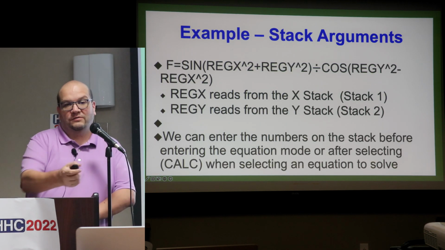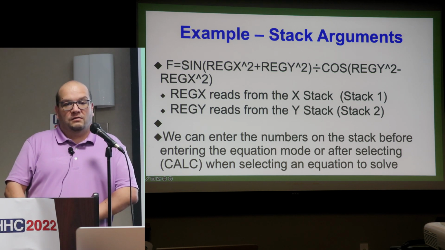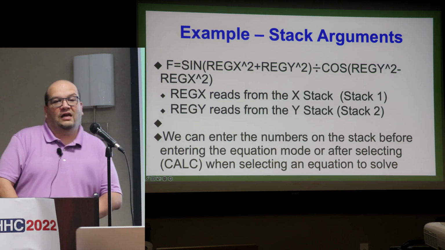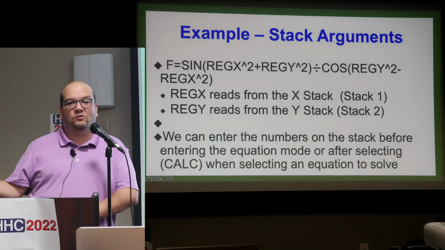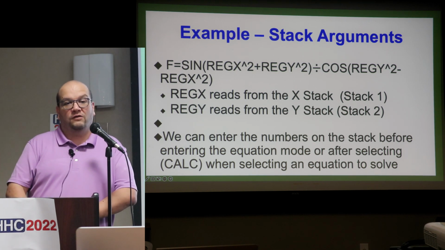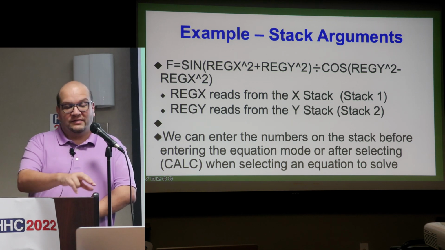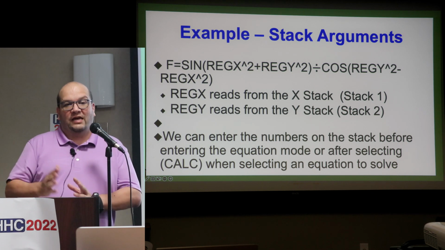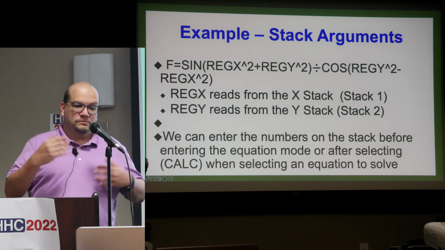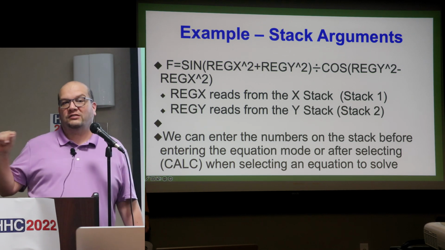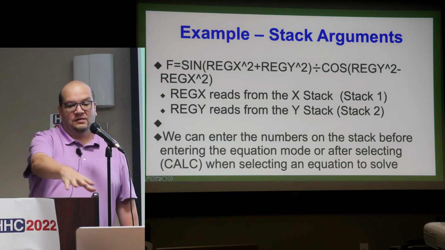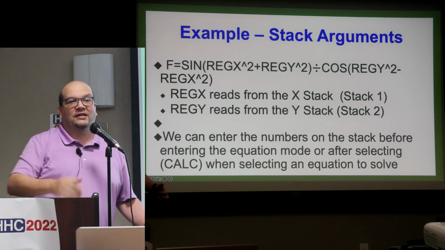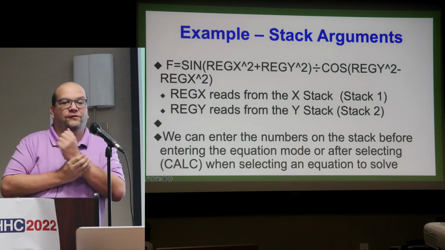So in our next example, this equation, F equals sine of register x stack squared plus y stack squared, all that divided by cosine of y stack squared and x squared. It takes values from the x and y stack. Now, you can have the values on the stack before you enter equation editor mode, or you can send the equation to calculate and enter amounts there. It'll give you full access to the stack.